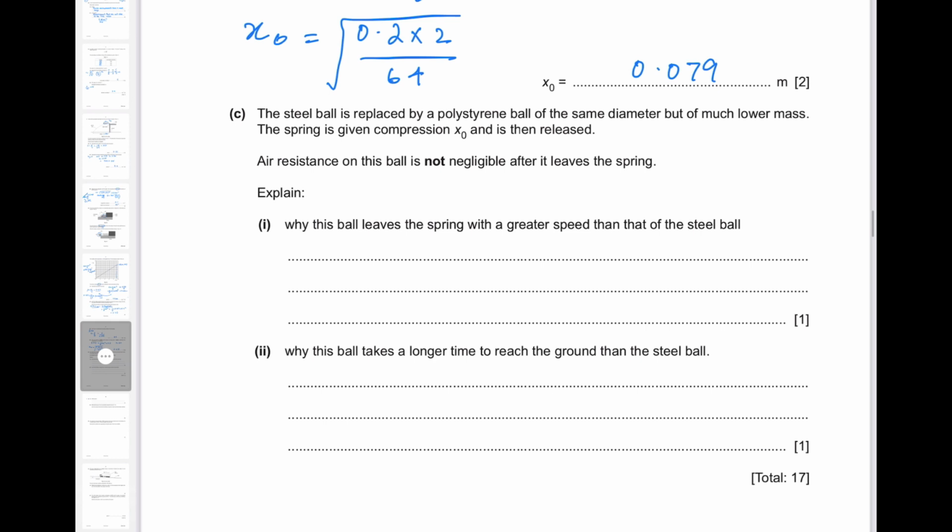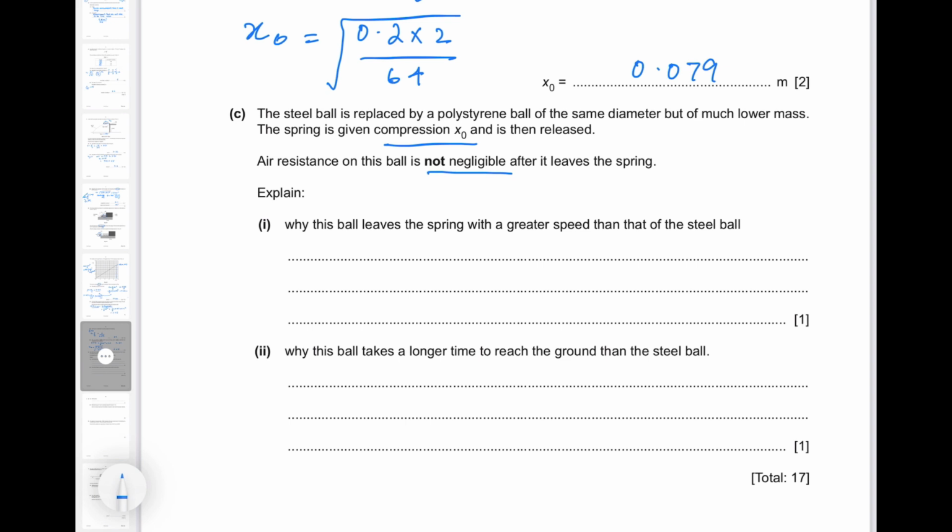C. The steel ball is replaced by a polystyrene ball of the same diameter but of a much lower mass. The spring is given the same compression, x0, and then released. Air resistance on the ball is not negligible after it leaves the spring. Explain 1. Why this ball leaves the spring with a greater speed than that of the steel ball.